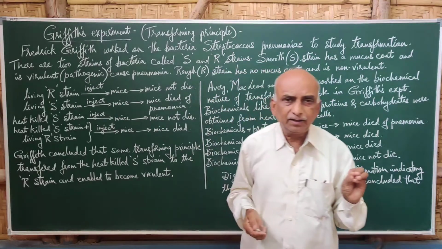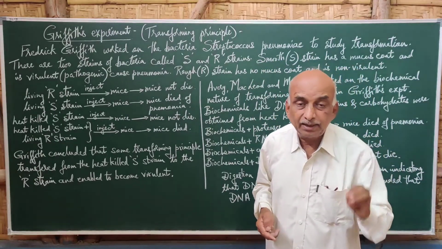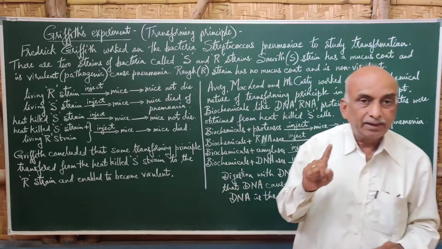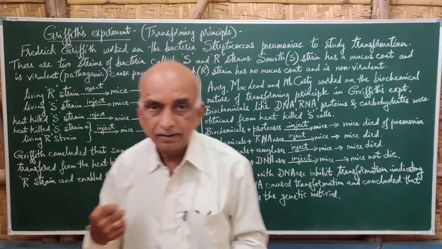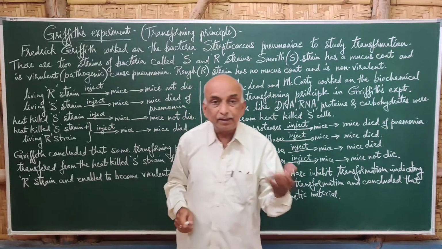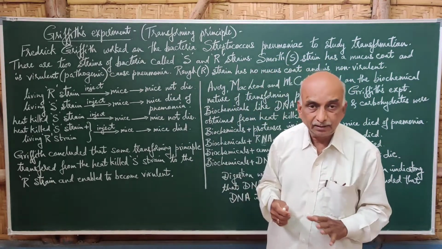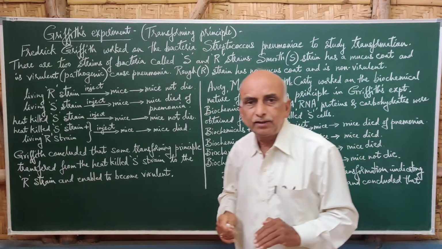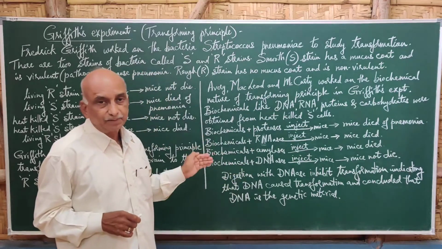But Griffith did not explain the nature of that principle, what actually that substance or material is, which made the heat killed S cells transform the R cells into a virulent nature. So that is what Griffith did. But he did not continue his experiment.